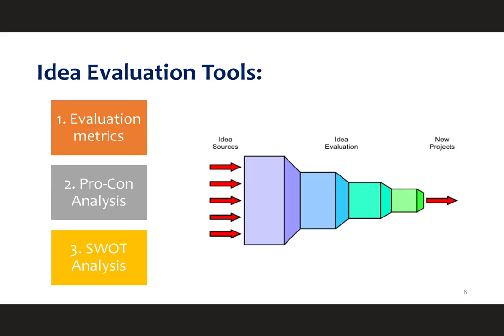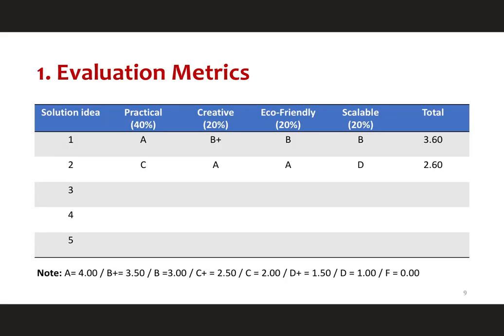There are many methods that you can use in order to evaluate your ideas from your red idea sources into a single new project idea. So there are tools like the evaluation matrix, pro and con analysis, and the SWOT analysis. We can use these tools in order to select from the ideas that you have. The first one, I think, is the easiest one, and I encourage everyone to use this method.